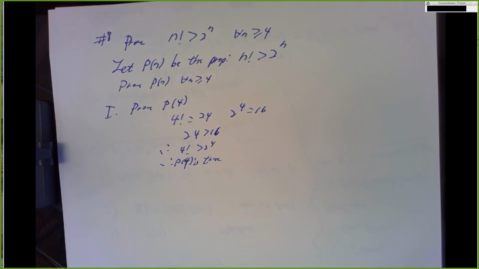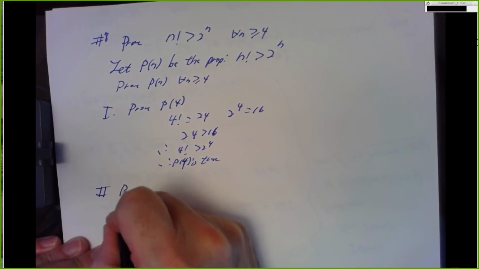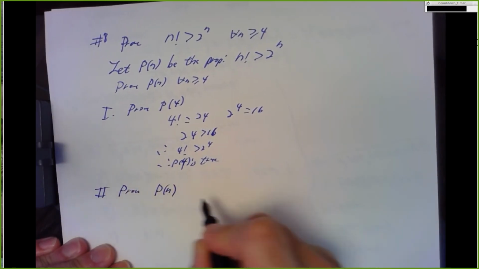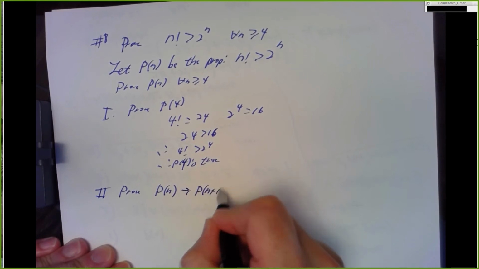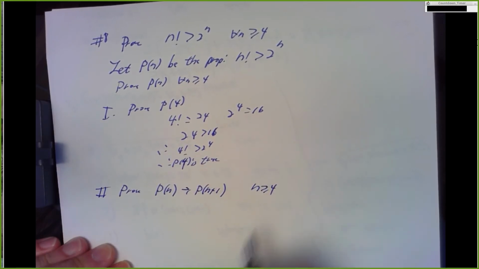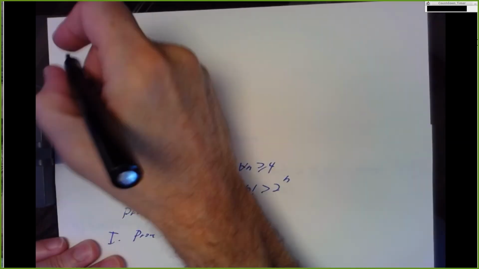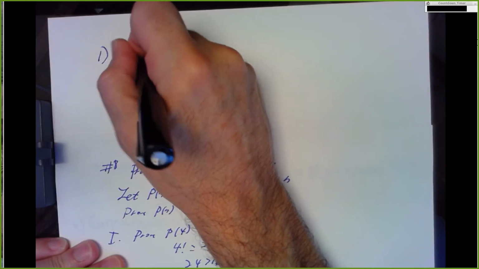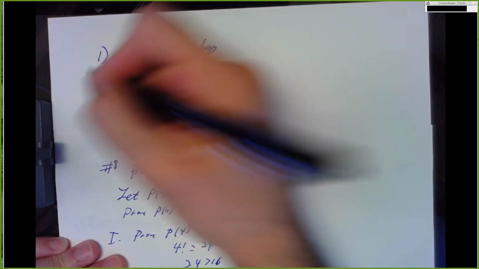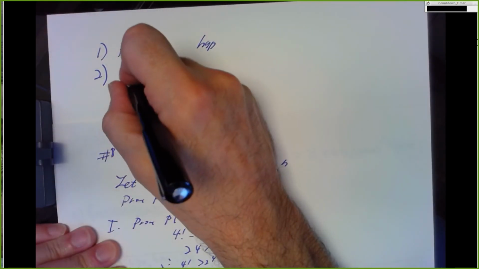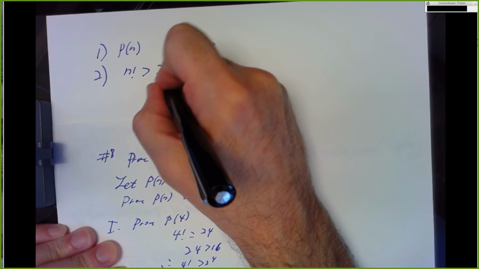The trick is we're trying to show this for all n bigger than or equal to 4, so we would have to do an infinite number of specific cases to prove this by looking at specifics. So instead of doing that, we're going to use induction. So what's the goal with induction? Prove that if this is true for n, it's true for n plus 1. So same drill as before. Step 1, assume the hypothesis. Step 2, what does P of n say? It says n factorial is bigger than 2 to the n.